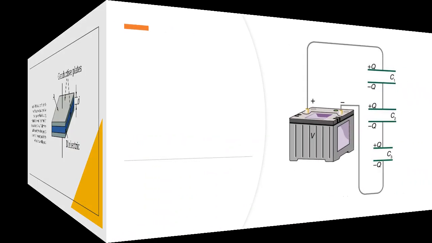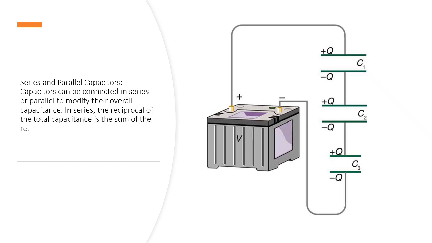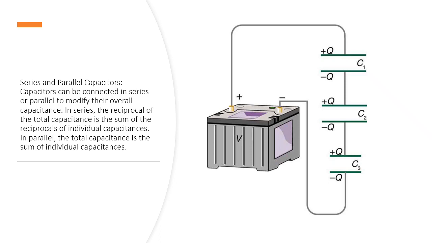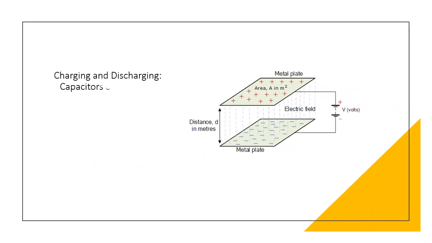Series and parallel capacitors. Capacitors can be connected in series or parallel to modify their overall capacitance. In series, the reciprocal of the total capacitance is the sum of the reciprocals of individual capacitances. In parallel, the total capacitance is the sum of individual capacitances.